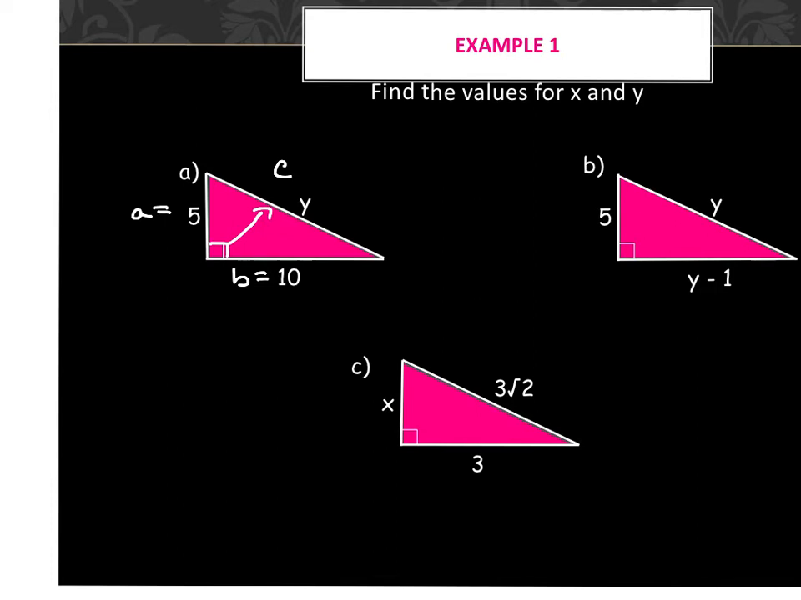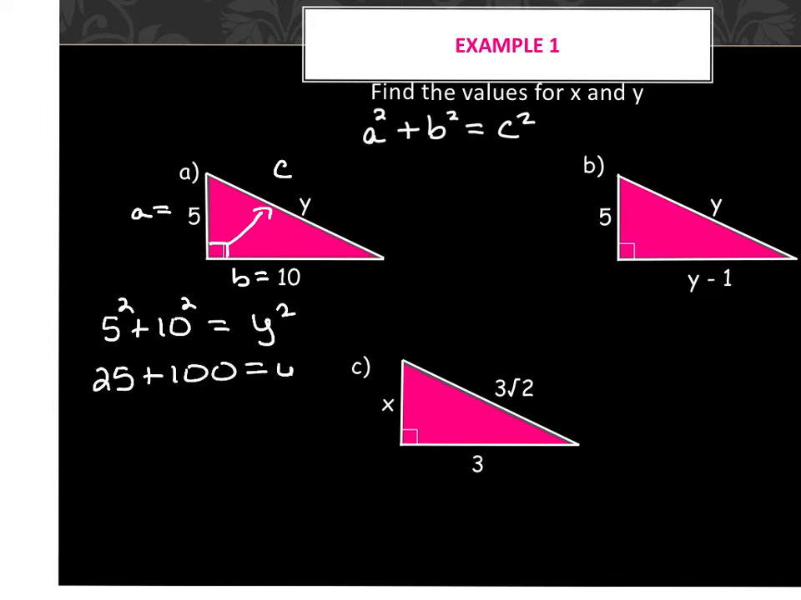So now let's go ahead and plug it in. The formula we're using for all three of these is a squared plus b squared equals c squared. Remember, A and B are just the legs, and C is always the hypotenuse. So let's go ahead and replace. I'm going to do 5 squared plus 10 squared equals y squared. I need to follow order of operations here, so I need to square before I add. So 5 squared is 25, 10 squared is 100. I'm going to add them and set it equal to y squared.